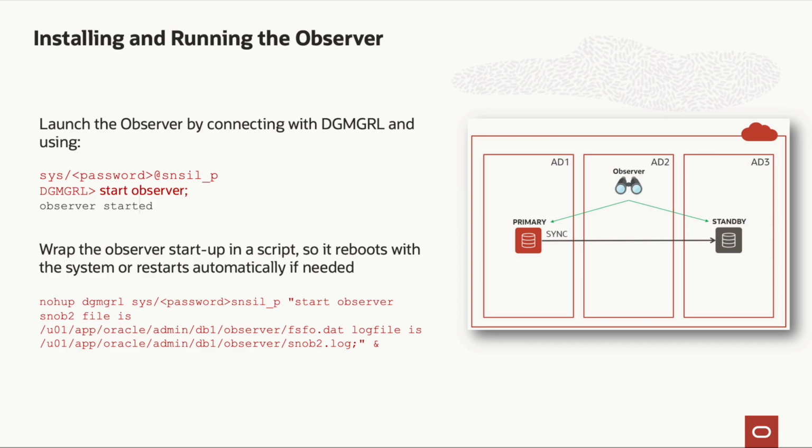You start it by connecting to DGMGRL and running Start Observer. For production, it's best to wrap the startup command in a script so the observer restarts automatically when the system starts. The observer's primary job, as we said, is to initiate automatic failovers when the primary database becomes unavailable, and to do so only when data durability policies are met. Its secondary role is to automatically reinstate the failed primary as a standby when that feature is enabled.